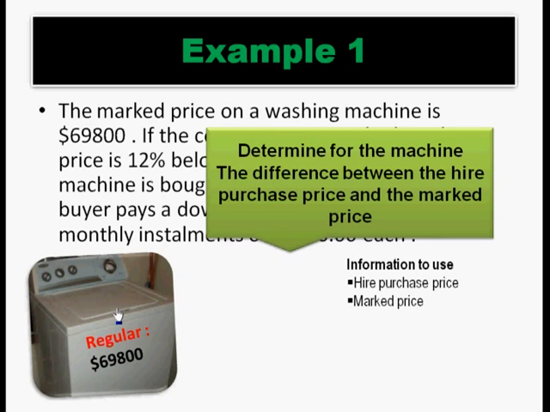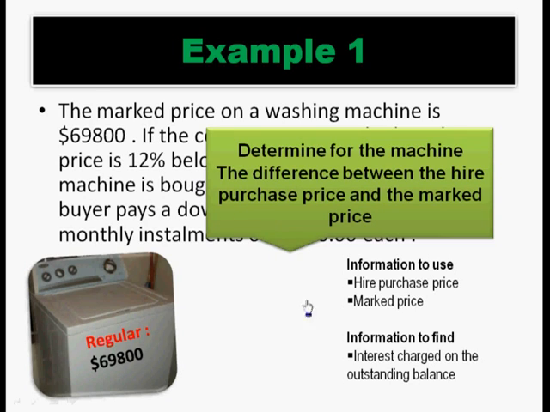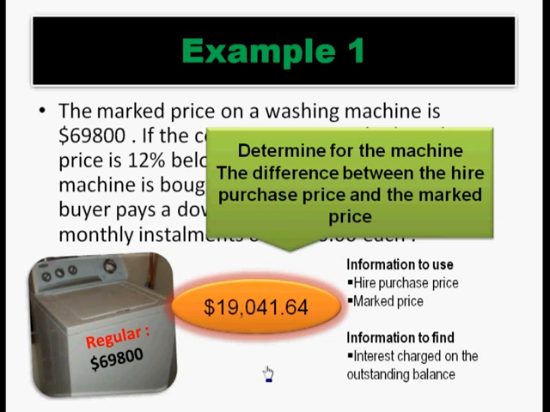And we are going to find what? The interest charged on the outstanding balance. So the difference between the hire purchase price and the marked price is equal to the interest charged on the outstanding balance. So let's go ahead. Did you get this answer?